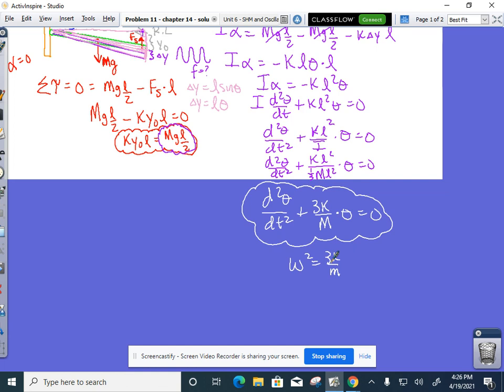Omega squared must be equal to 3k over m, or omega would be equal to the square root of 3k over m. And since that's equal to 2 pi f, we can of course write that as frequency equal to 1 over 2 pi square root of 3k over m, the solution I was looking to obtain. And there we go. I hope the video helped.